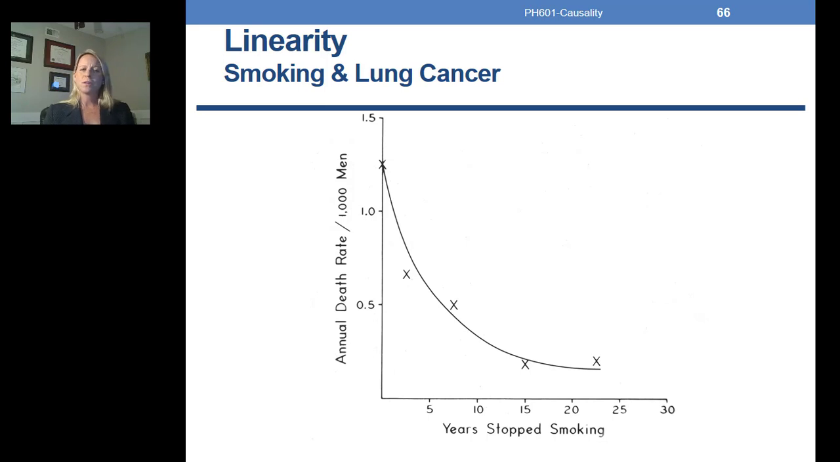Now, this shows linearity in an opposite relationship by number of years stopped smoking and the annual death rate. Now, you're noticing here we don't have exact linearity, but more of an exponential distribution. But again, there is a relationship going on here between years stopped smoking and death.